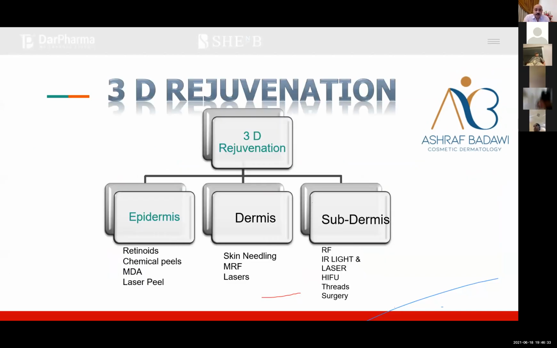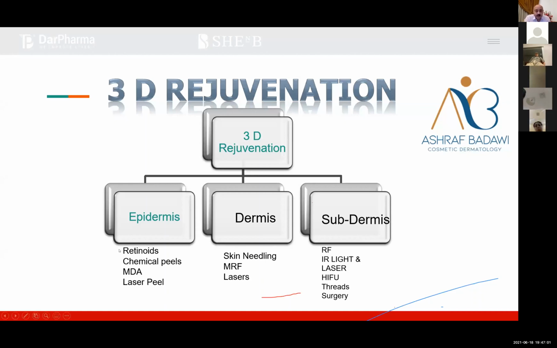In general, the message here is that we need to approach what's called three-dimensional rejuvenation, where we are targeting the epidermis, the dermis, and the subdermis for tightening. And I don't want to dictate a particular type of treatment. This is something which is going to depend on the expertise and the tools and the machines you have at your clinic. However, if we talk about the epidermis, what are the remedies?